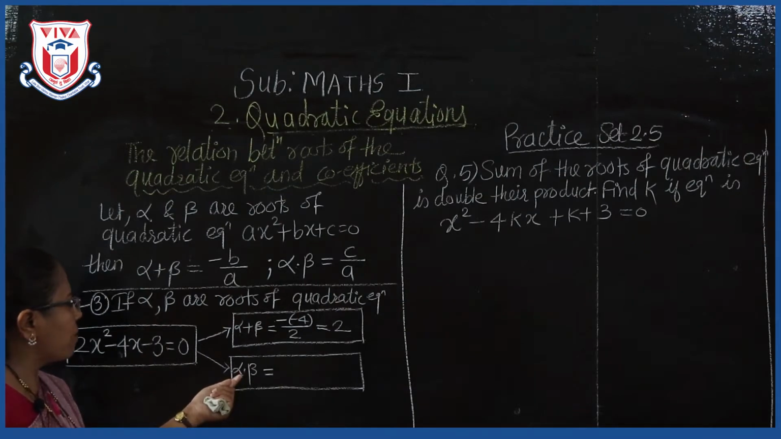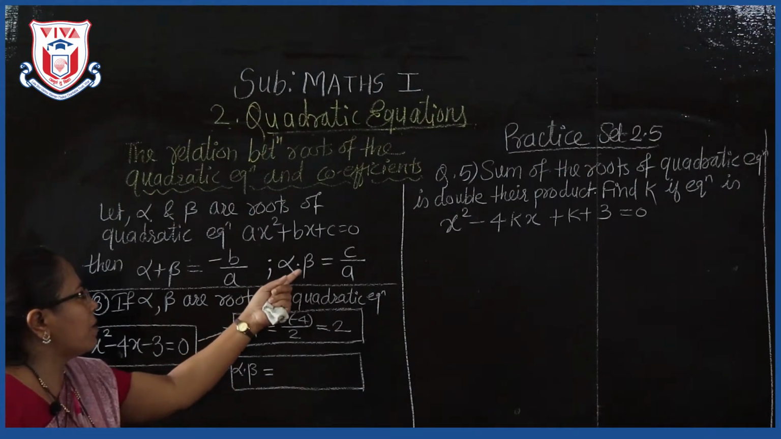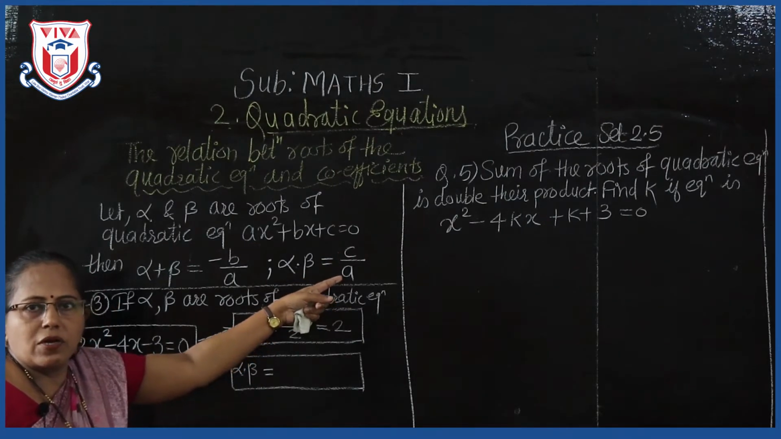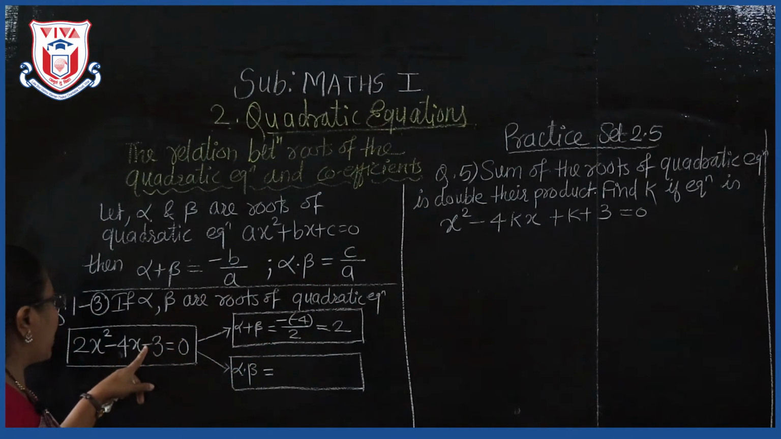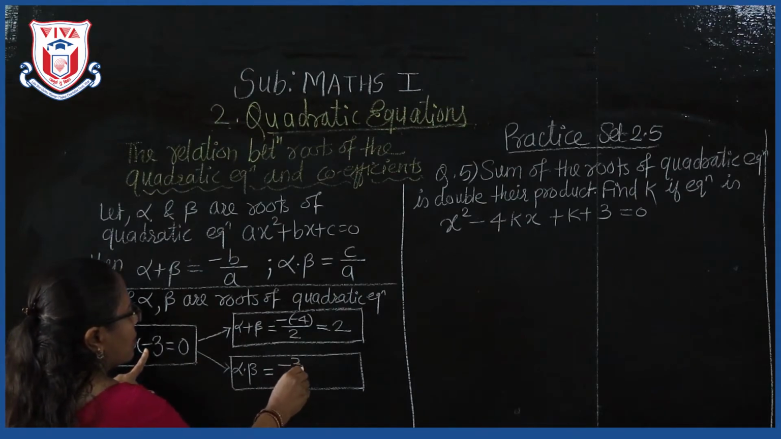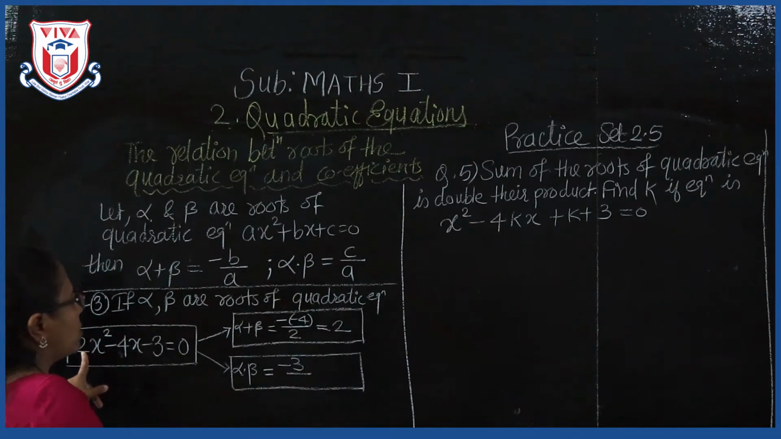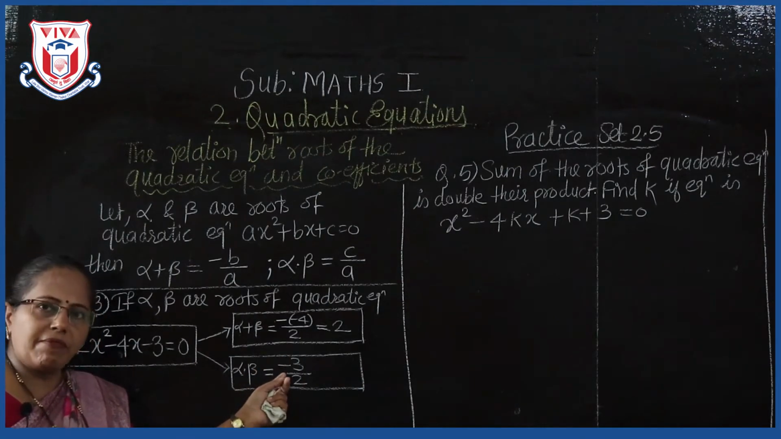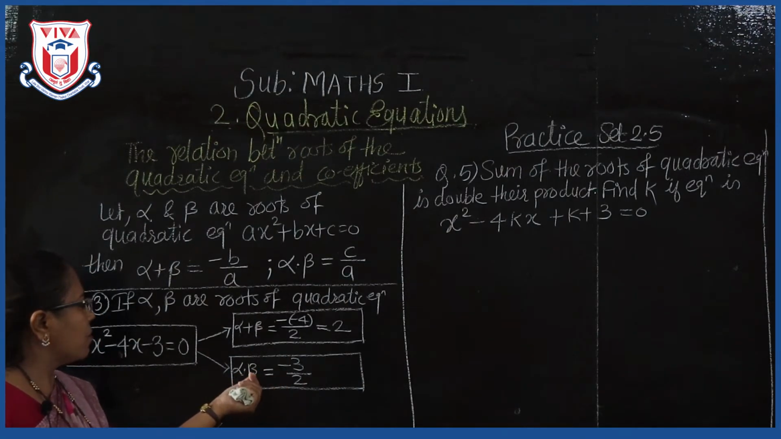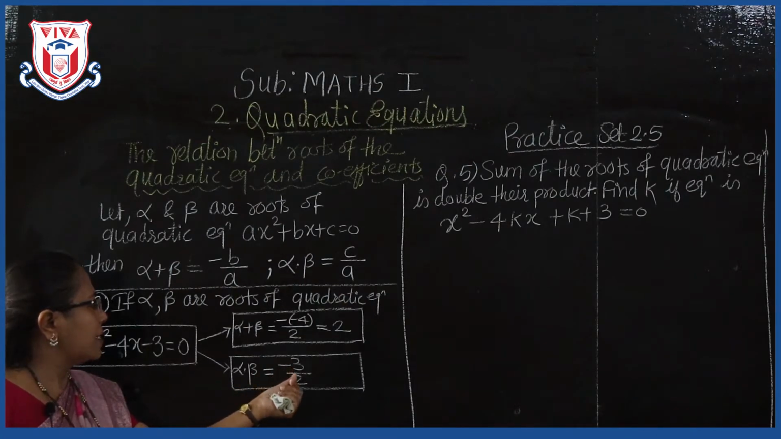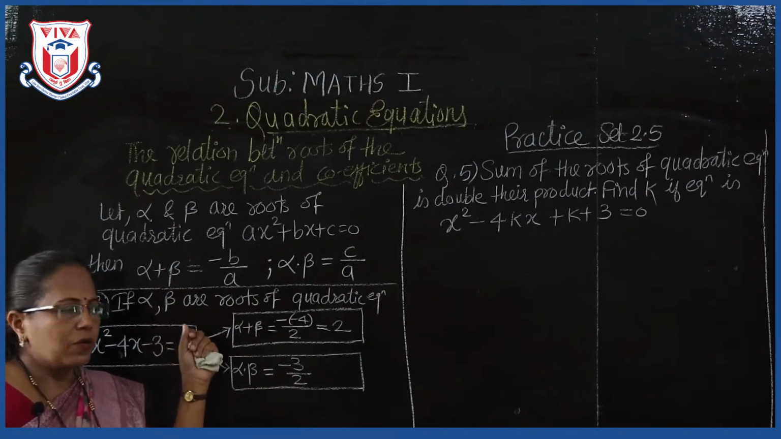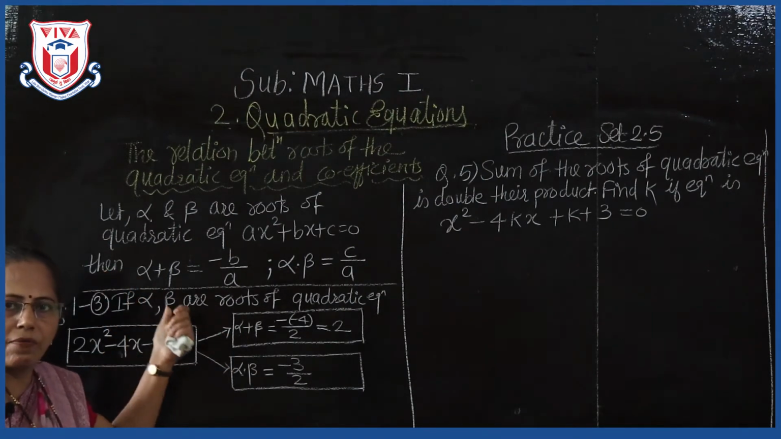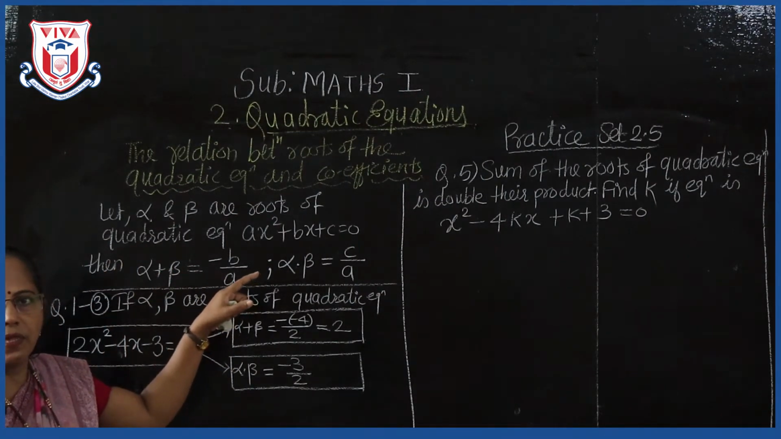Now we have to find alpha into beta. What is the formula for alpha into beta? c upon a. The value of c is minus 3 and the value of a is 2. It is not divisible, so keep the answer in fraction form only. Alpha into beta is equal to minus 3 upon 2. So this way we can apply this relation of roots of the equation and coefficients.